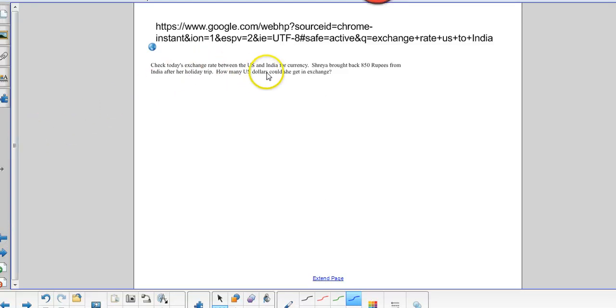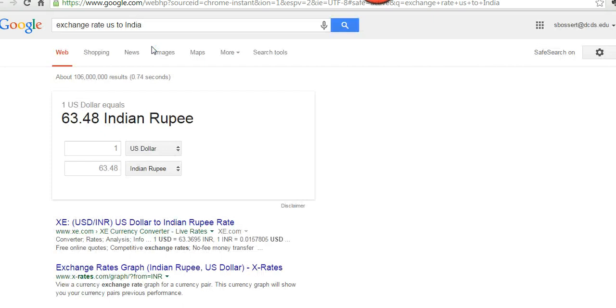Check today's exchange rate between the U.S. and India for currency. Shreya just went to India. She brought back 850 rupees from India from her holiday trip. How many U.S. dollars could she get in exchange? So let's say I can do this. This works. I'm amazed that this works.